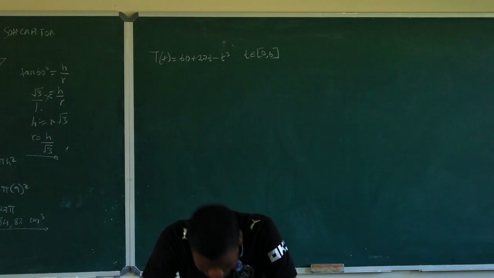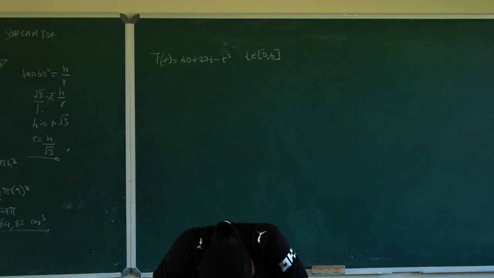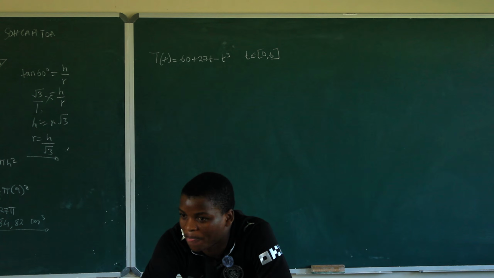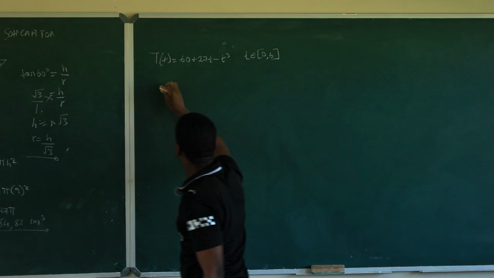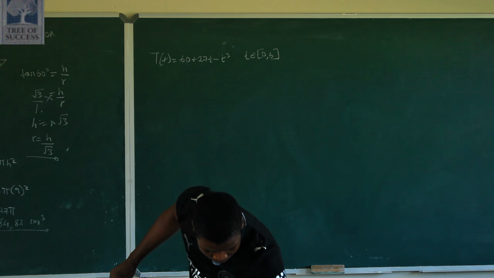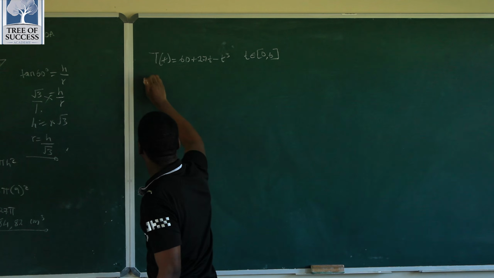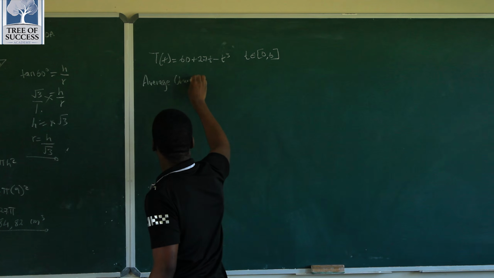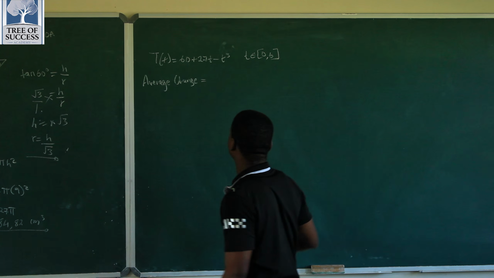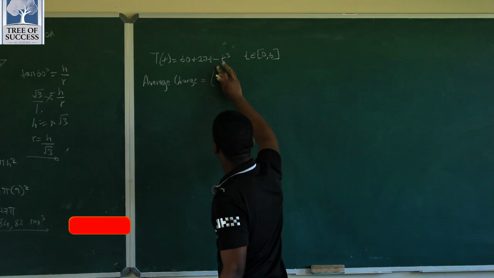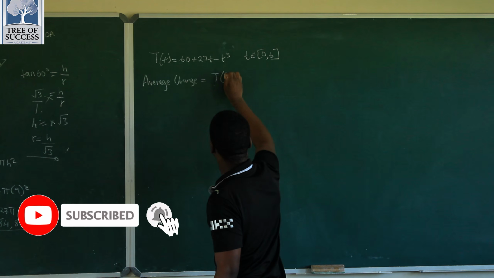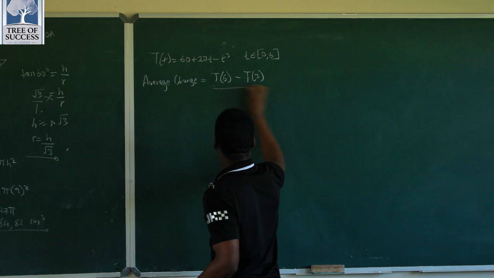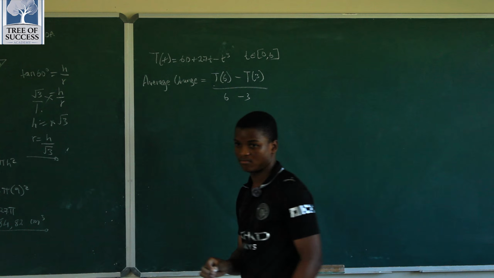Calculate the average change between 3 and 6 seconds. Here it is more like you're calculating the average gradient. Is that clear? So they want you to calculate the average change. So you can just say the average change is given by T at 6 minus T at 3 all over 6 minus 3, right?